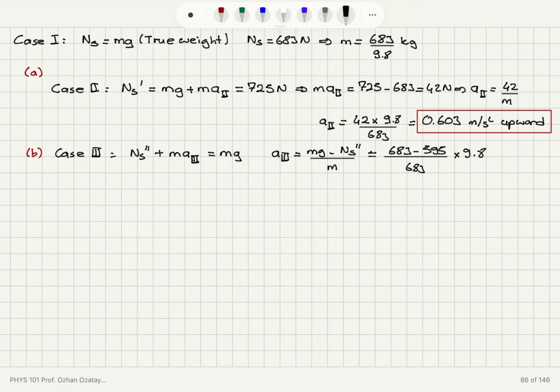683 over 9.8 is the mass. So this gives me, for the acceleration in this case, 88 times 9.8 divided by 683, which is equal to 1.26 meters per second square, pointing in the downward direction.